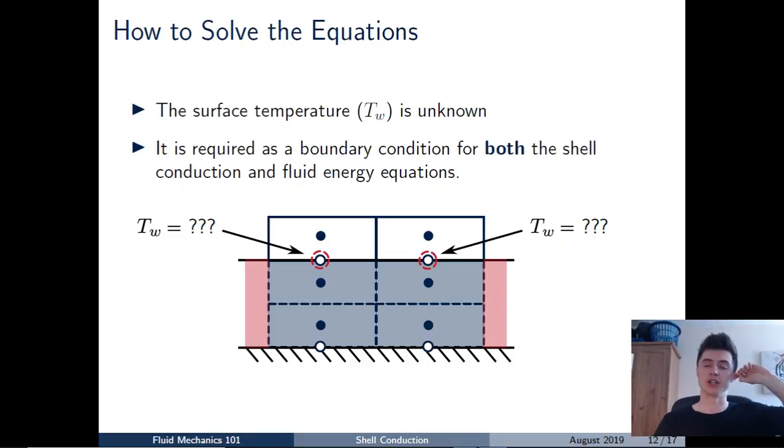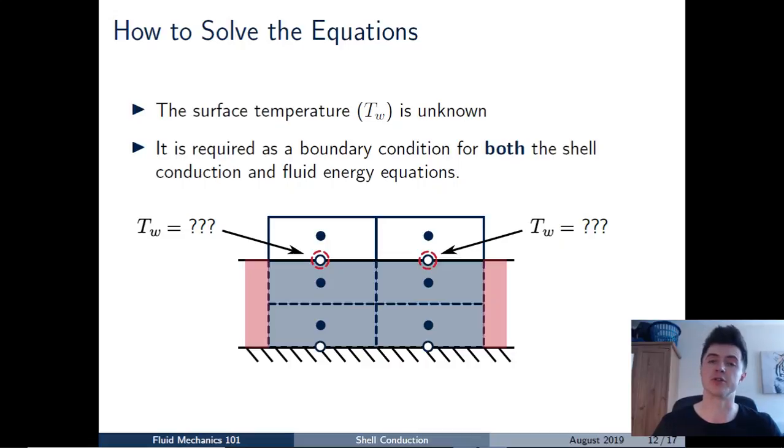And if we were to use a wall thickness approach, of course the variation is linear, and so we could calculate this. However, because for shell conduction we've got heat transfer along the elements, we don't know what the surface temperature is, TW. And this is particularly important because we need this temperature, TW, for both the shell conduction equation and also the fluid energy equations. So how are we going to determine this temperature, TW?